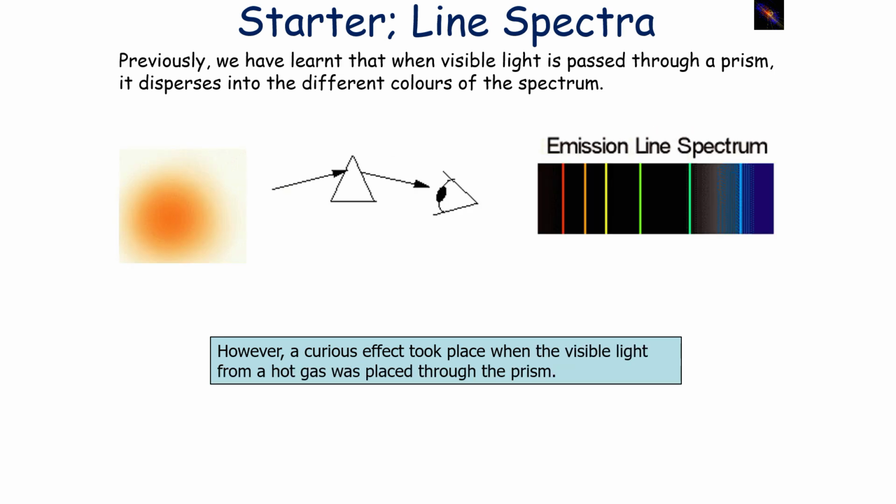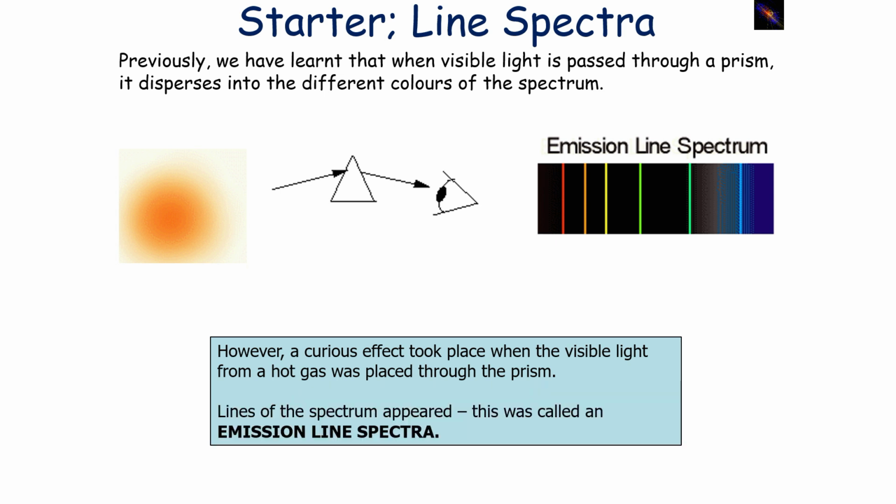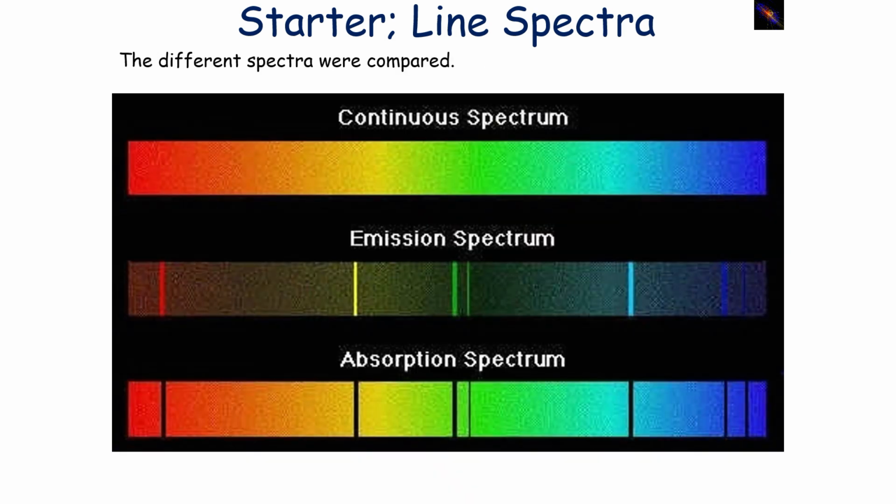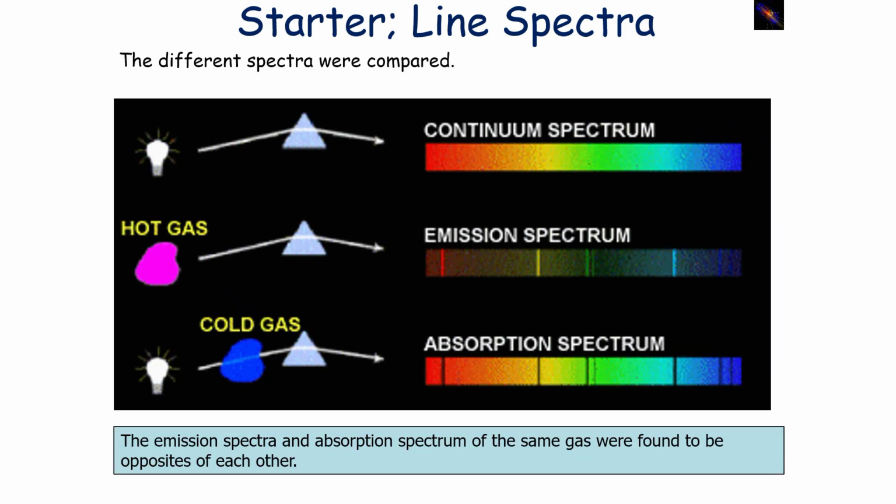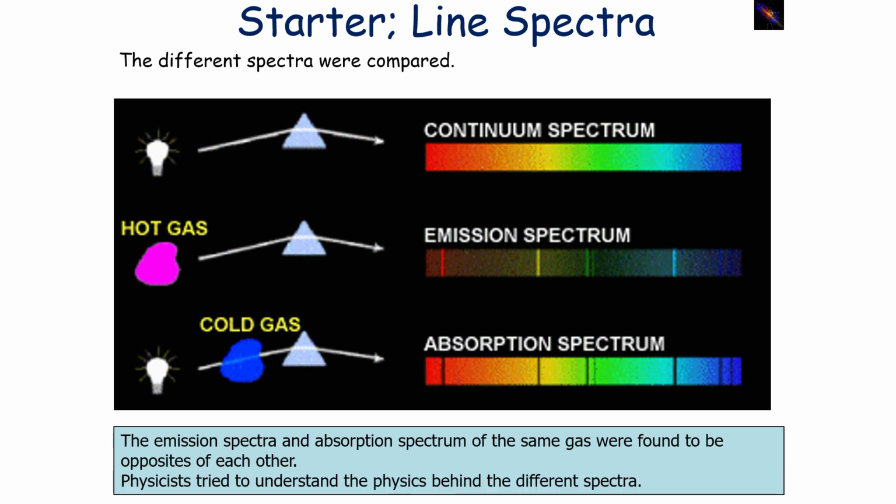Now sometimes if we look at the spectra given off by a hot gas placed through a prism, we can see lines of the spectrum appearing, which we call the emission line spectra. Now this occurs as the hot gas is only emitting certain frequencies of energy. So we can have our continuous spectra, our emission spectra and our absorption spectra, which tend to be opposites of each other. So let's try and understand the physics behind this.